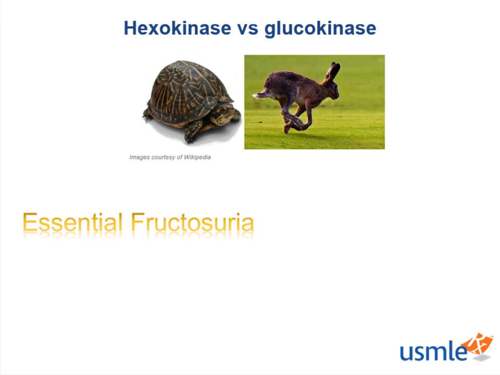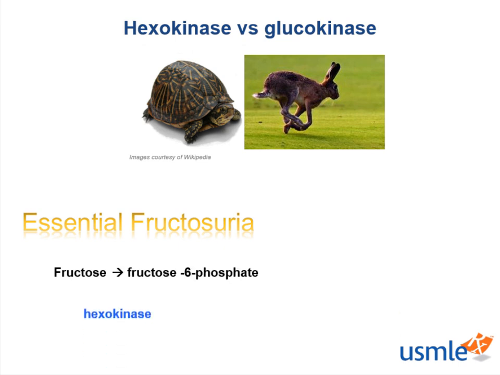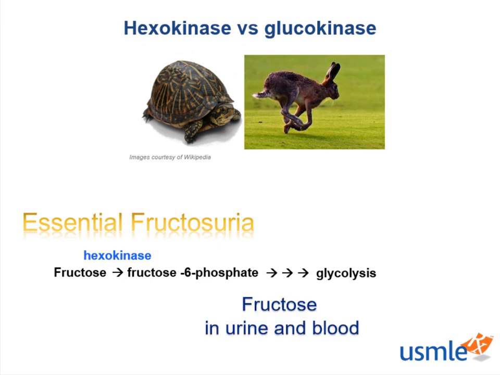Fructose is typically first converted to fructose 1-phosphate via fructokinase, and will eventually enter glycolysis. But in this disease, fructokinase is defective. So if fructokinase is not functioning, then fructose is metabolized by hexokinase, which converts fructose to fructose 6-phosphate, which can then proceed through glycolysis. This is a rather benign disease, and clinically, you really only see fructose in the blood and urine. Don't forget to check out our video on fructose metabolism.